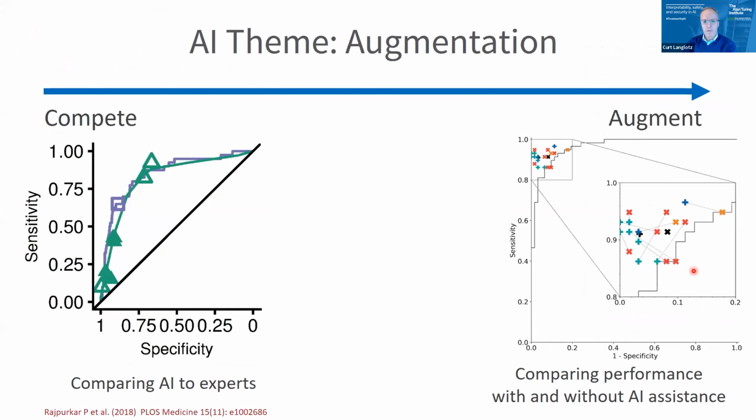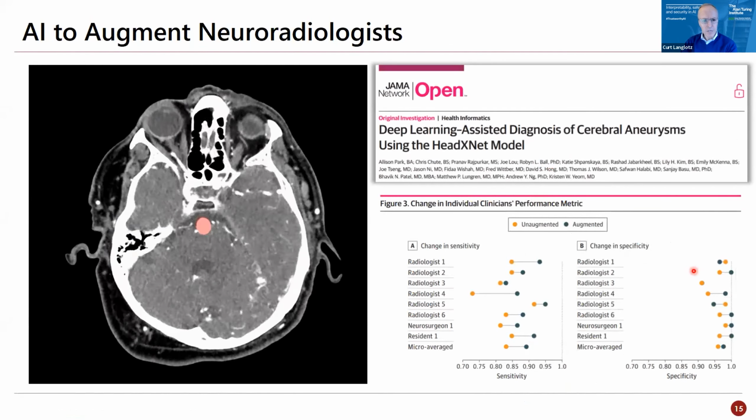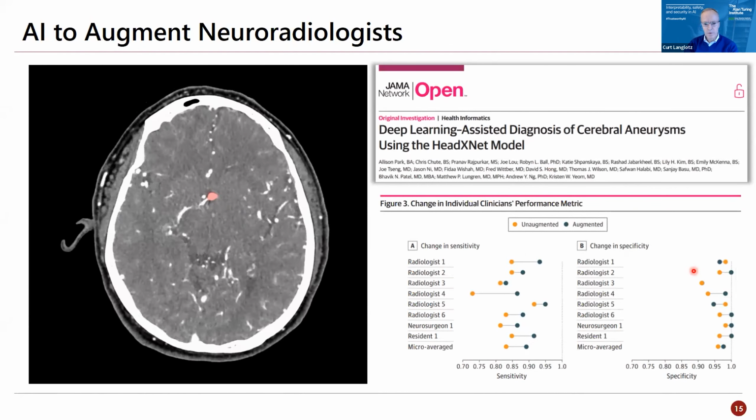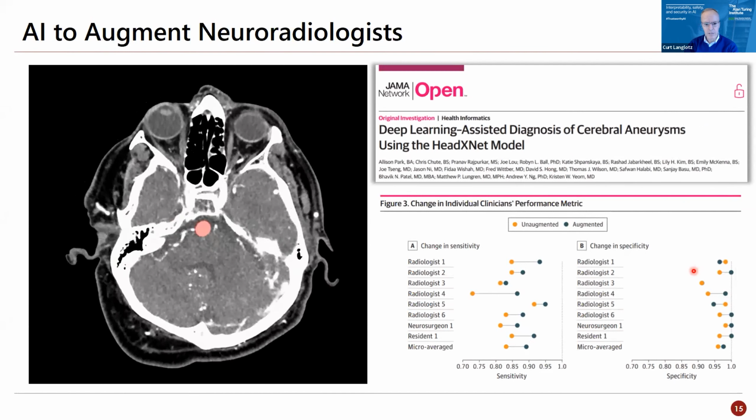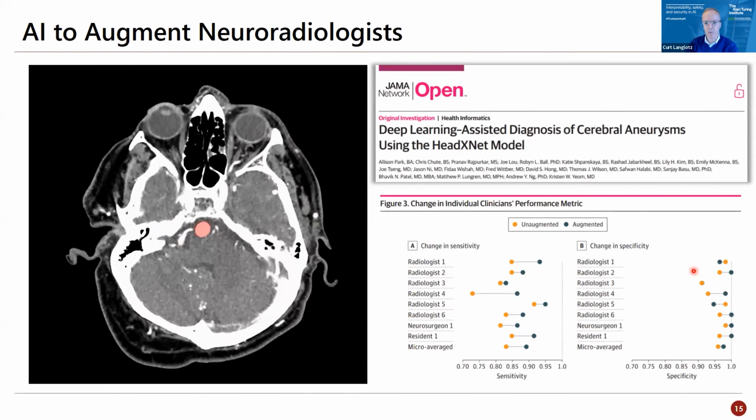The next theme I want to cover is augmentation. So what we've talked about so far is comparing the algorithm to the human. And that's probably not the right way to think about it, because these algorithms will be used in collaboration between the computer and the human. So here's an example. This is from Kristen Yam's lab. She's one of our neuroradiologists. This is an algorithm to detect vascular aneurysms in the brain.